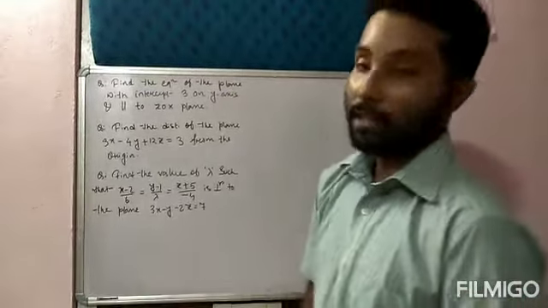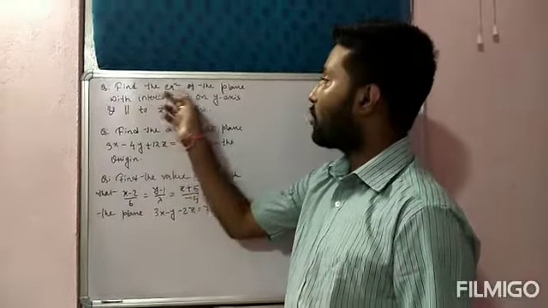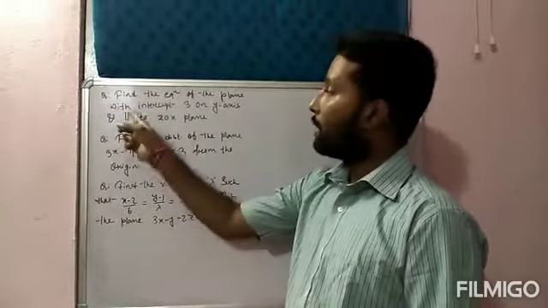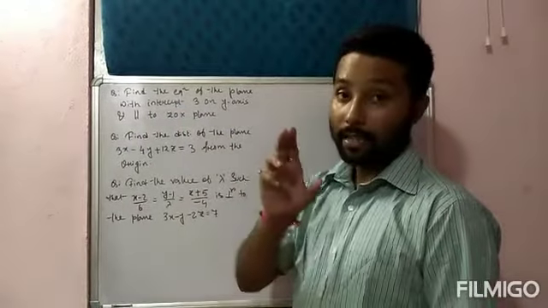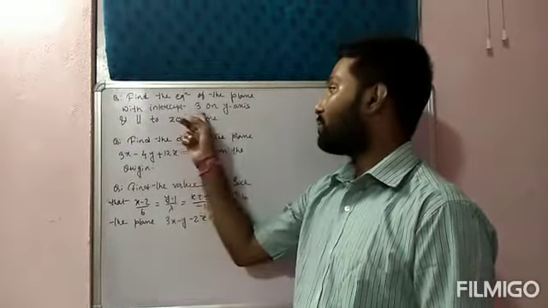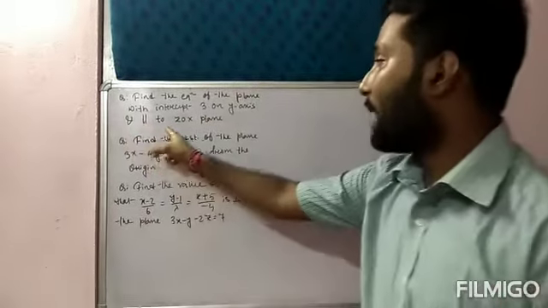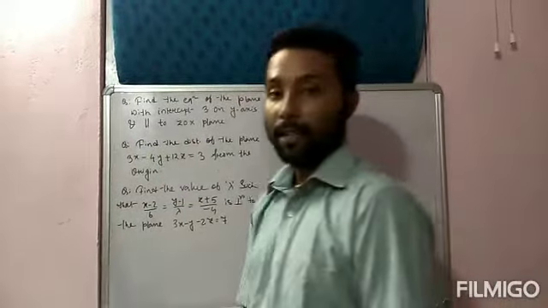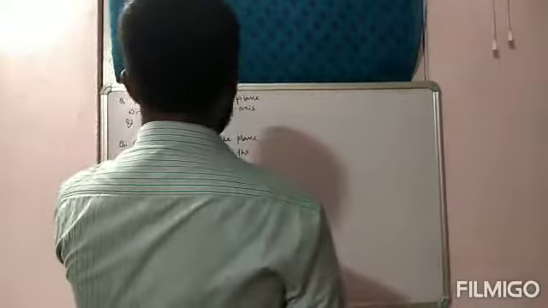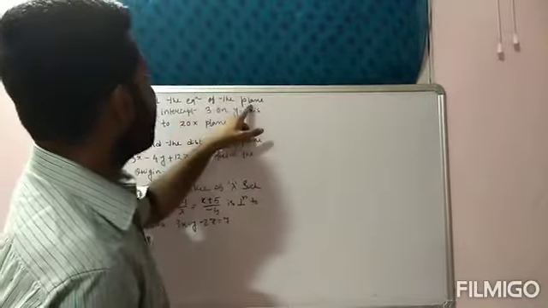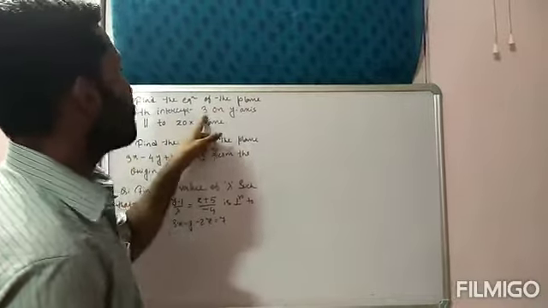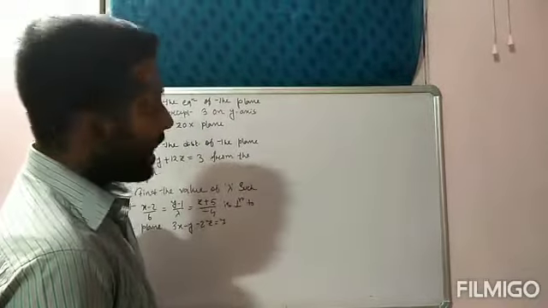So the next question is, find the equation of the plane with intercept 3 on y-axis. Here intercept is given. Intercept 3 on y-axis and parallel to ZOX plane. What you are asked to find out? The equation of the plane with intercept 3 on y-axis as well as parallel to ZOX plane.